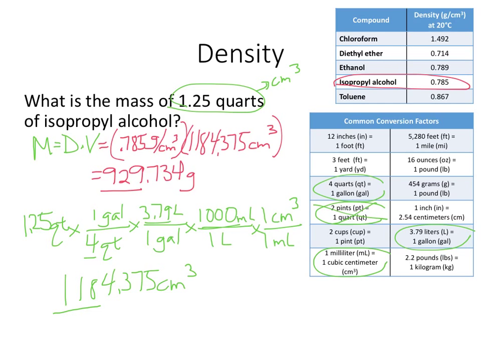So 929, the 734 cuts off, but the 7 rounds up, which gives me a total of 930. grams. That dot is important because I do want all 3 of those numbers to be significant. So there we go, 930 grams.